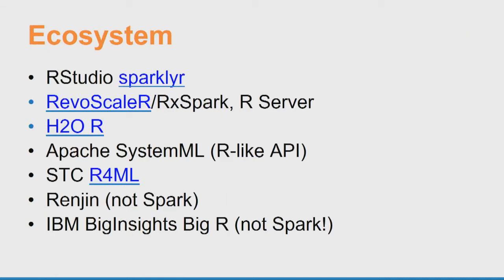So a few things about the ecosystem. There are other packages like SparkR. R Server has RxSpark support. Apache SystemML has an R-like API. And there's also a new package called R for ML, which brings together SystemML and SparkR, figuring out what is the best tool for different types of things in terms of data processing or machine learning, that sort of thing.